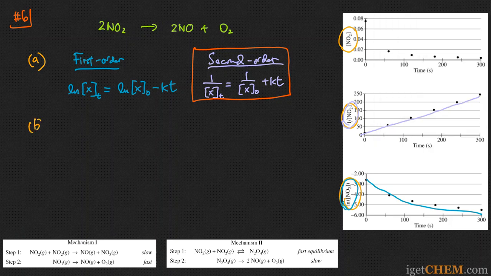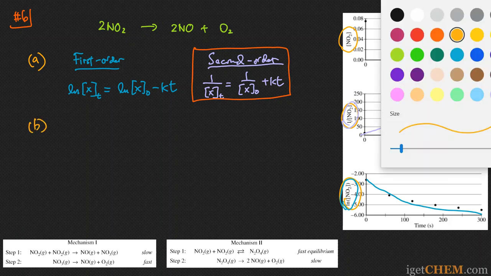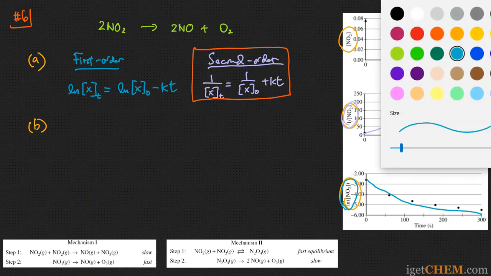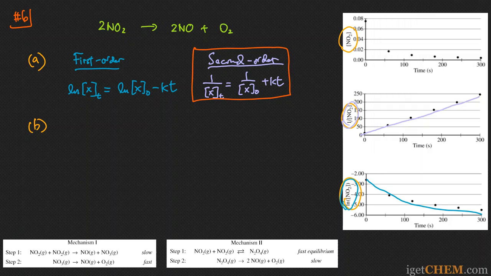So part B asks you to write down the rate expression for that. Once you know this is a second order reaction, it's fairly straightforward, because then you can simply write down the rate law. Rate must be equal to k multiplied by the reactant concentration to the second power.